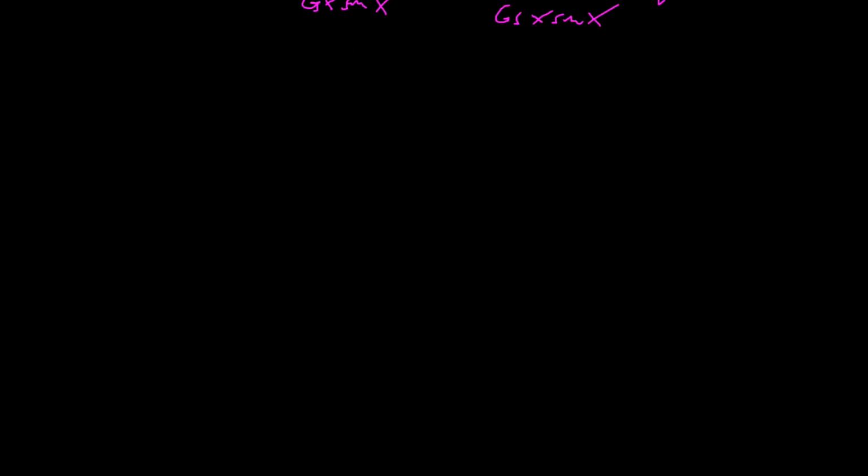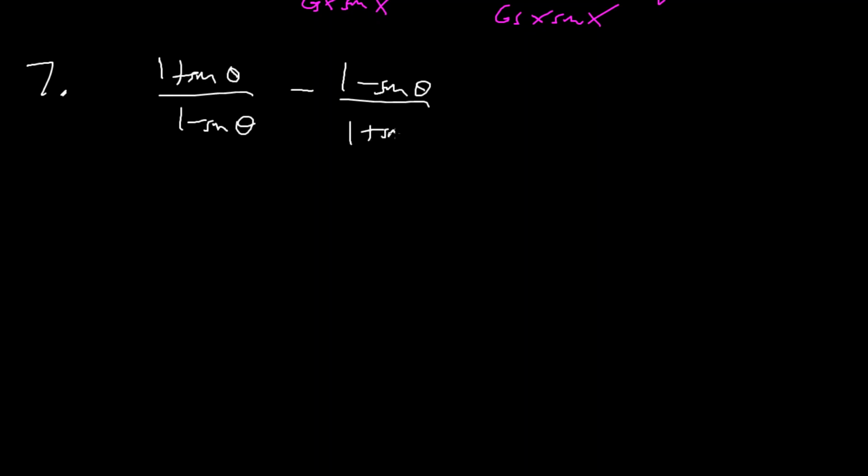Let's do one more. 7. All right, I'm going to have 1 plus sine theta over 1 minus sine theta minus 1 minus sine theta over 1 plus sine theta equals 4 tangent theta secant theta.